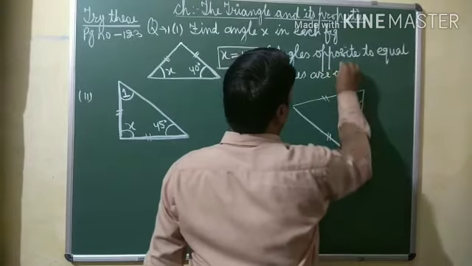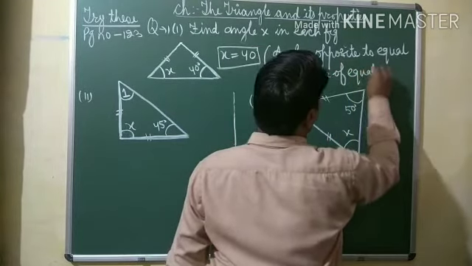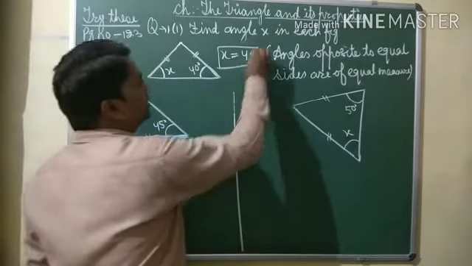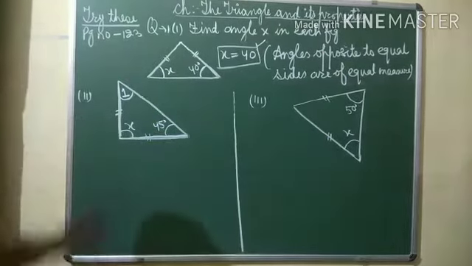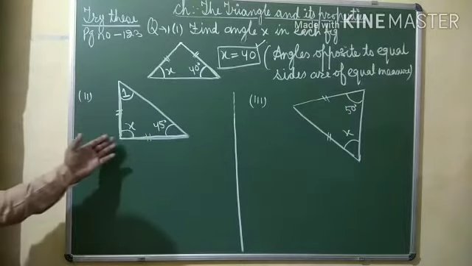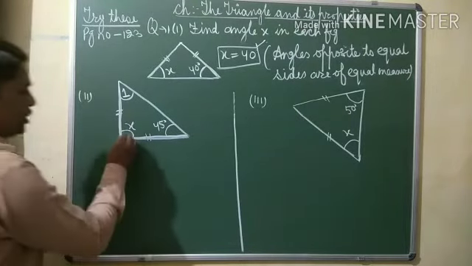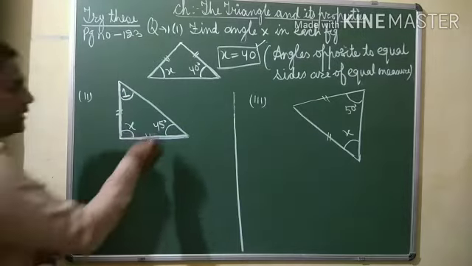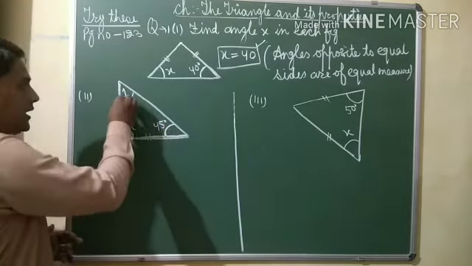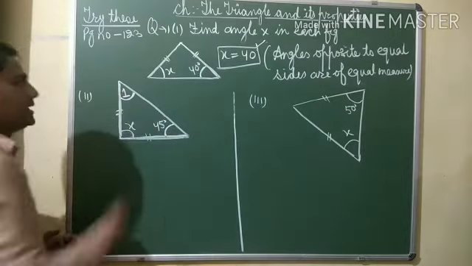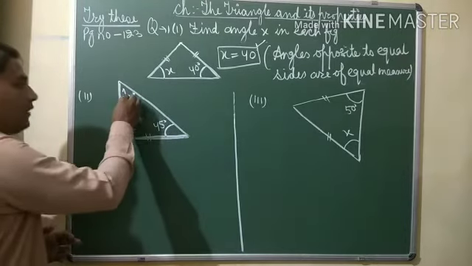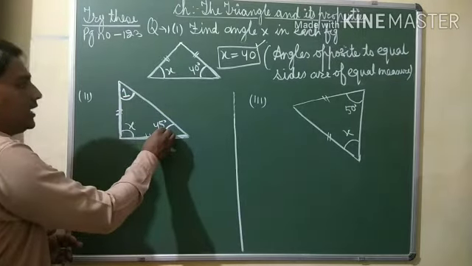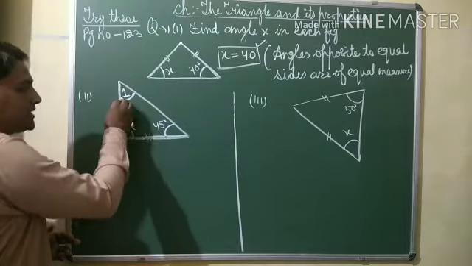are of equal measure. Therefore X is equal to 40 degree. Next, second part. Now in this figure we can see that these two sides are of equal measure and angle 40 degree, and here I have marked this angle as angle 1. So angle 1 and 45 degree be the two angles which are opposite to equal sides.